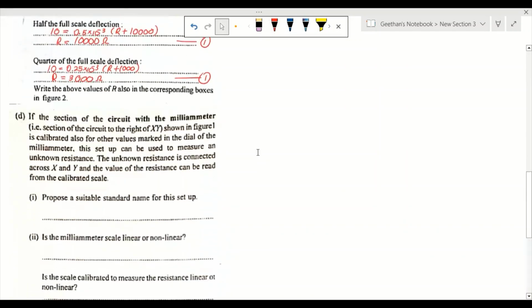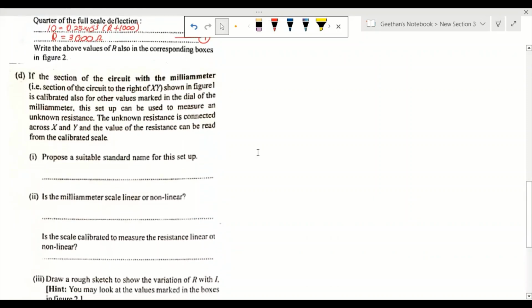Okay, part D says if the section of the circuit with the milliammeter shown in figure 1 is calibrated also for values marked in the dial of the multimeter, the setup can be used to measure an unknown resistance. The unknown resistance is connected across X and Y, and the value of the resistance can be read from the calibrated scale.